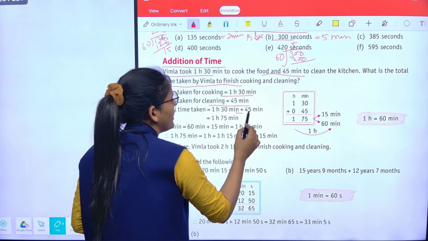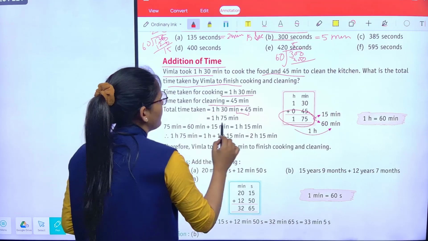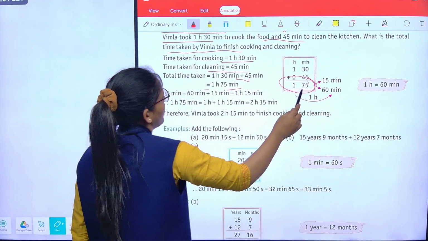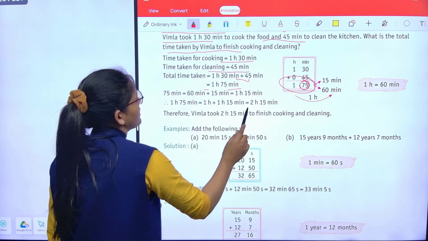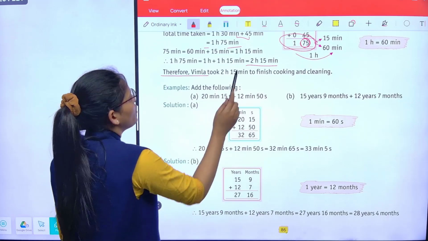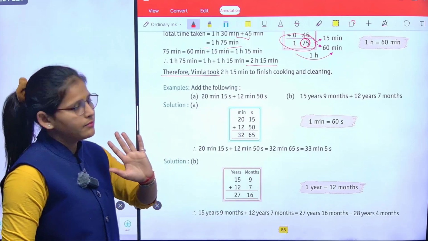अब क्या करेंगे, हम उनको ऐड कर देंगे like this, that is 1 hour 75 minutes. So class, 75 minutes means 1 hour 15 minutes. So class, it is 2 hours 15 minutes. Therefore, Vimla took 2 hours 15 minutes to finish cooking and cleaning.